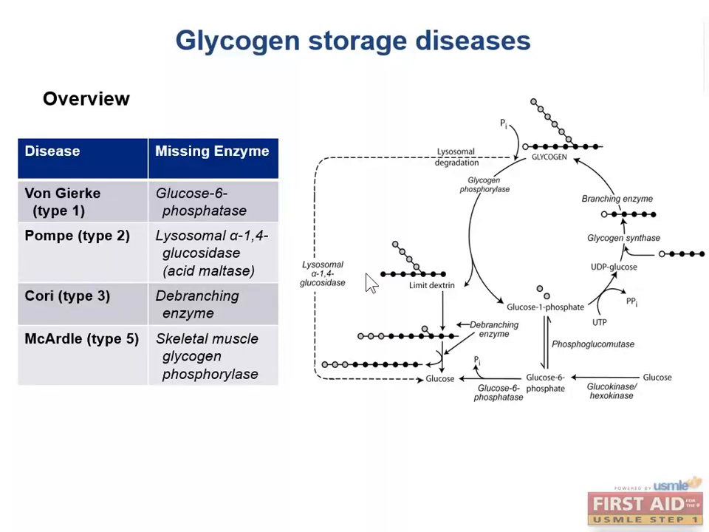It's important to know the pathways for glycogen synthesis and degradation so that you can appreciate disorders of glycogen metabolism. Now, what happens when we have a deficiency or a defect in some of these enzymes within the process? The glycogen storage diseases get introduced.